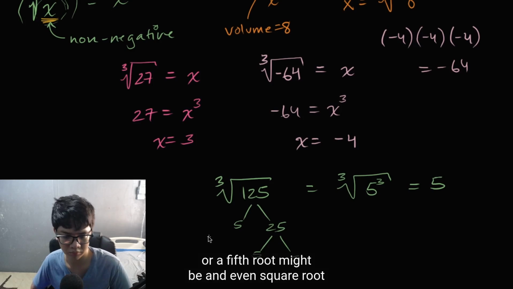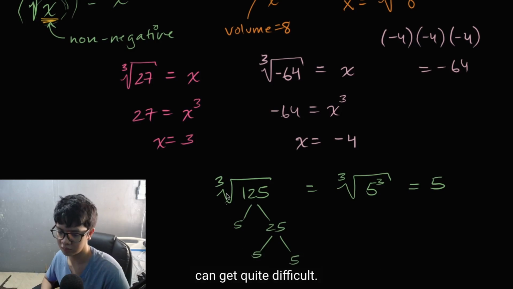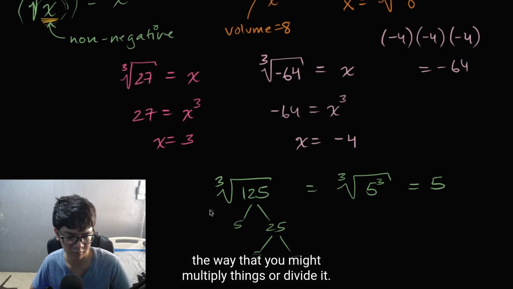If you have a much larger number, there's no very simple way to compute what a cube root or a fourth root or a fifth root might be. And even square root can get quite difficult. There's no very simple way to just calculate it the way that you might multiply things or divide them.